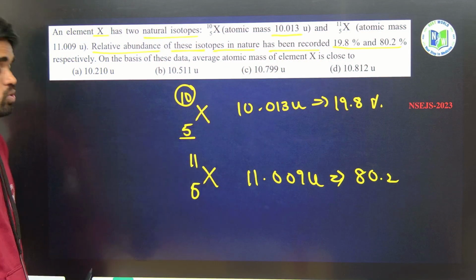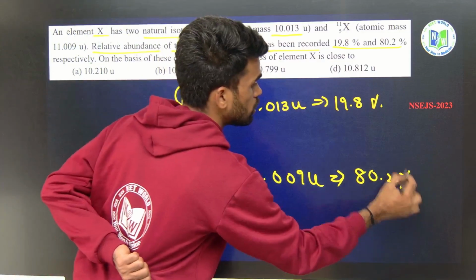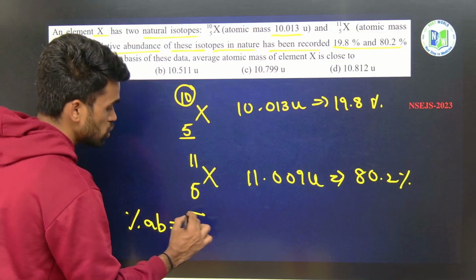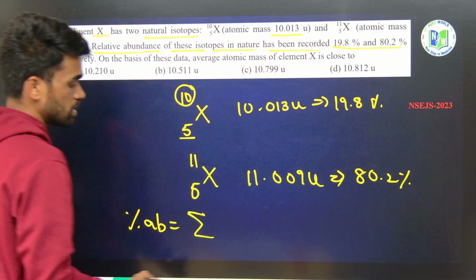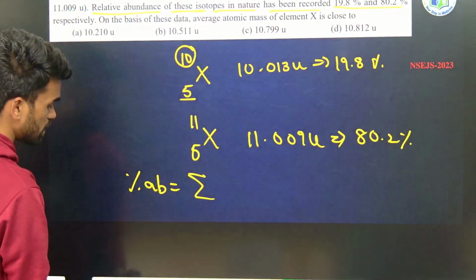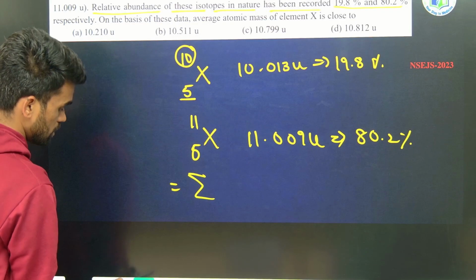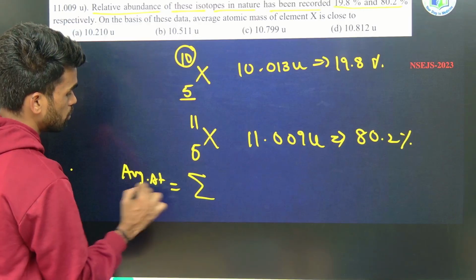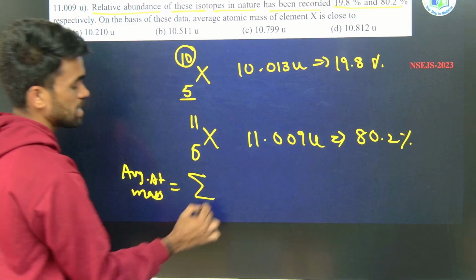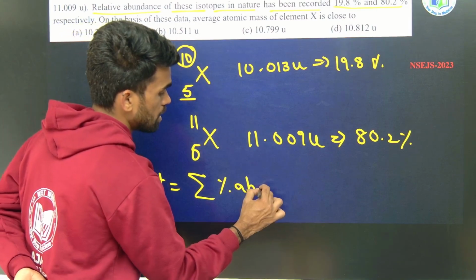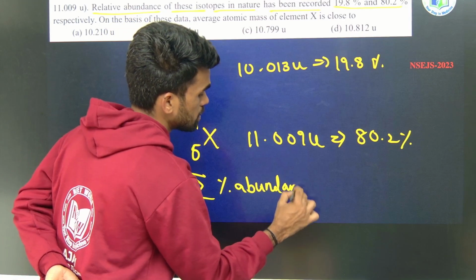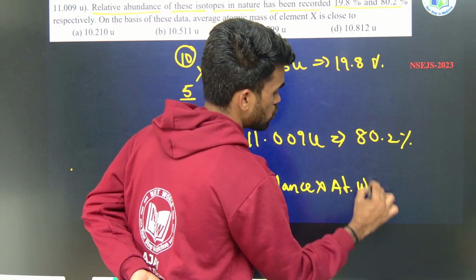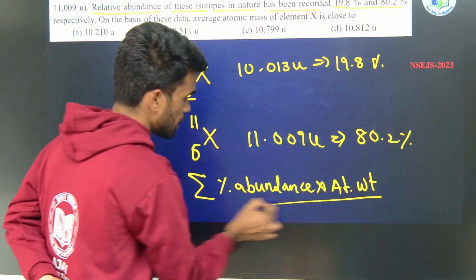19.8 and 80.2. Okay, after this what you need to do? Percentage abundance is nothing but summation of... you just take this summation. The average atomic mass is equal to the summation of percentage abundance multiplied with its atomic weight, divided by 100.